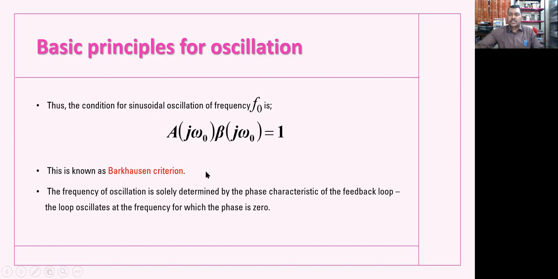The frequency of oscillation is solely determined by the phase characteristics of the feedback loop. The loop oscillates at the frequency for which the phase is zero. So the oscillation will start only when the phase angle is zero or 360 degrees. Both are the same. Only then will the oscillations begin and the oscillator will give you a frequency.